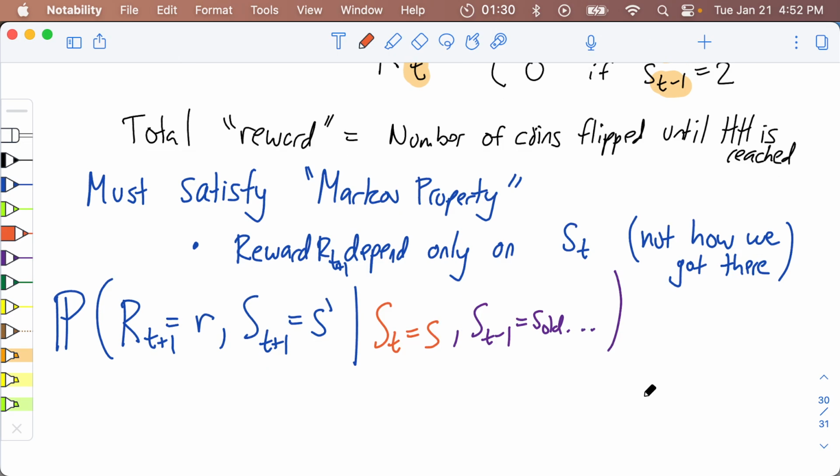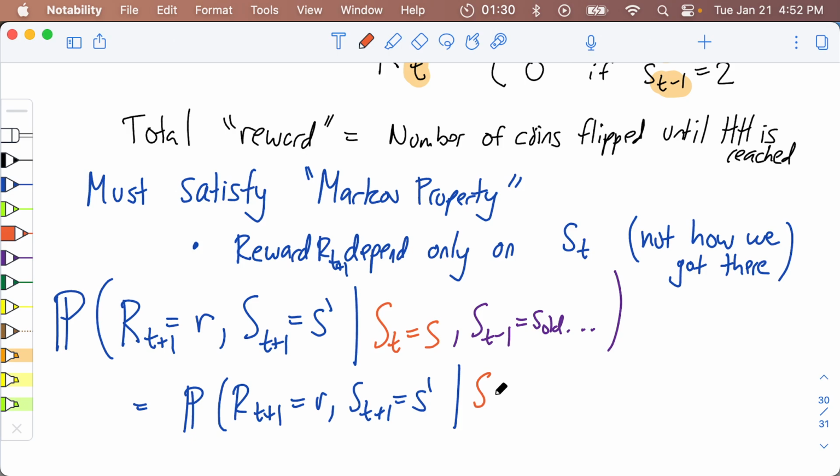So if someone says, I want to know what's the chance of the reward being R, given all this information, where I was, and all this information about the past, well, the stuff about the past is useless. It doesn't do anything. You might as well delete it. So this will be the same exact equation with that stuff deleted. ST plus 1 equals S prime, given, and the only thing that sticks around is ST equals S. Everything else from the past is useless. It doesn't affect the probability of the reward.